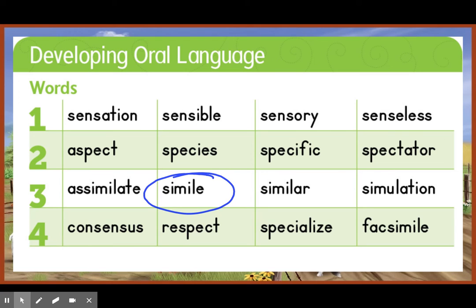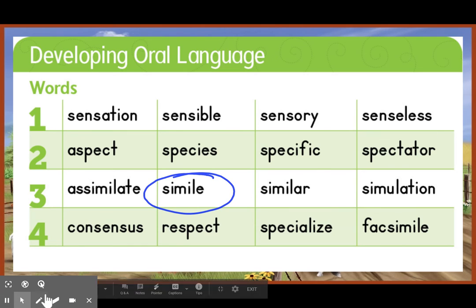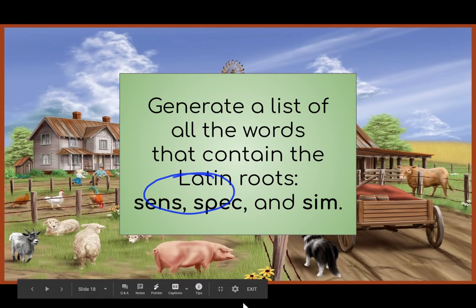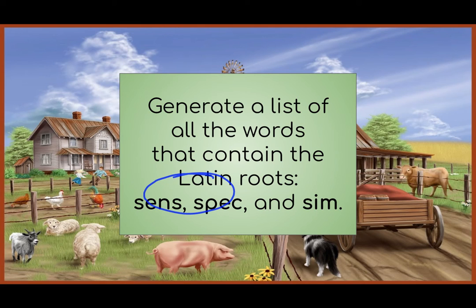The other thing you're going to do with similes and metaphors today is finish up the IXL on similes and metaphors. If you haven't done so already, that'll be in your assignment, so make sure you do that. Okay, last thing for today: on your assignment, I will also be asking you to generate a list of all the words that contain the Latin roots sens, spect, and sim. The directions will be on your assignment, but please make sure you do that part.